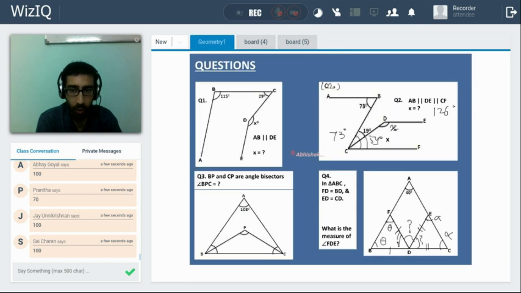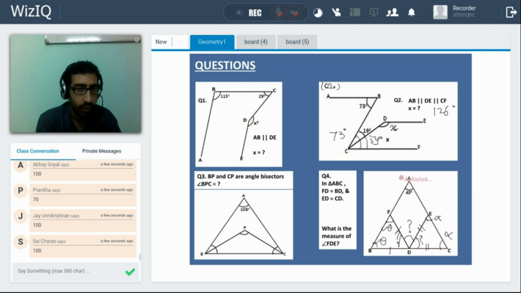Why? Because in triangle FDB, you have two angles that are theta, and the third angle has to make a sum of 180, so it has to be 180 minus 2 theta. Again, in triangle ECD, you have two angles that are alpha. The third one has to be 180 minus 2 alpha. Is that clear?